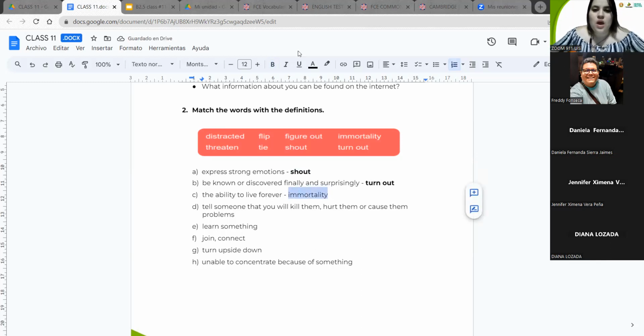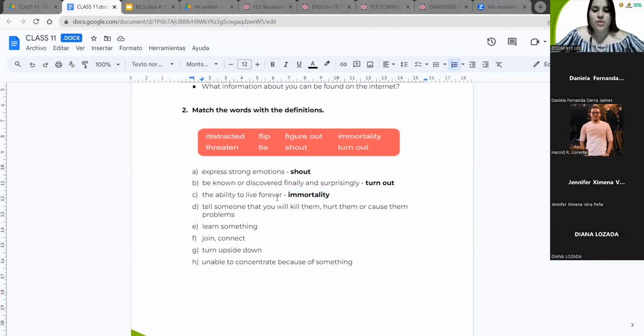Alrighty. What about to tell someone that you will kill them, hurt them, or cause them problems? Threaten. Yes. Can you repeat the pronunciation of this word, teacher? Threaten. Threat. It has a th sound there, so it's threat. Threaten.